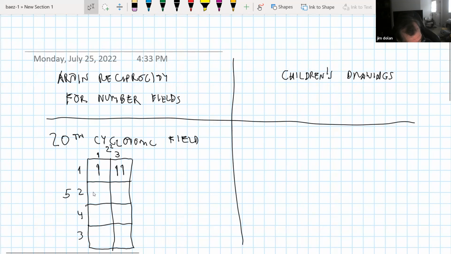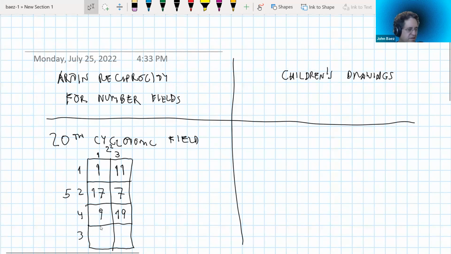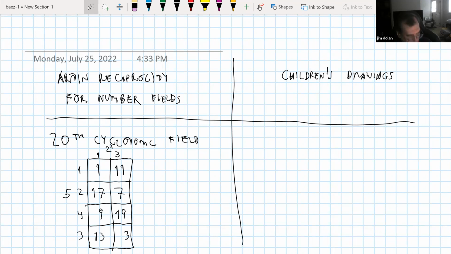Let's see, 17 and 7 are both 2 mod 5. Is it like this? Am I doing this right? Yes, because 7 is 3 mod 4. And 9 and 19 are both 4 mod 5. So I think it goes like this. And 3 and 13 are both 3 mod 5, and mod 4, they're that way.